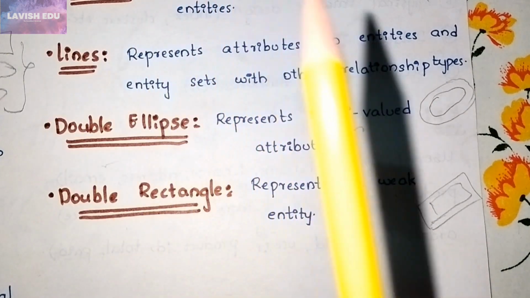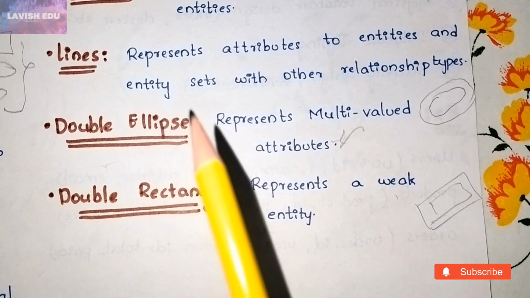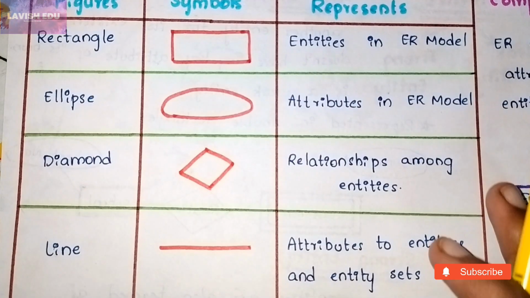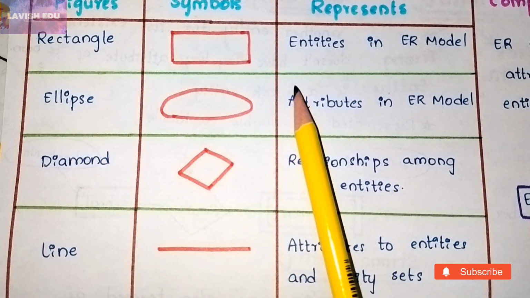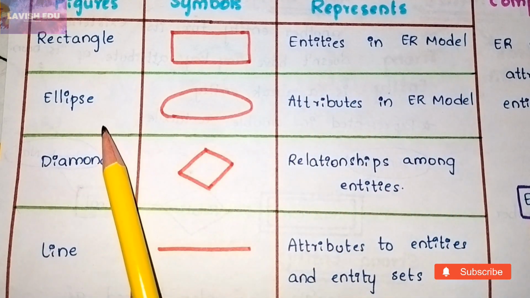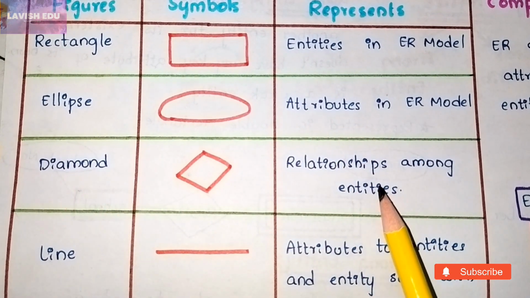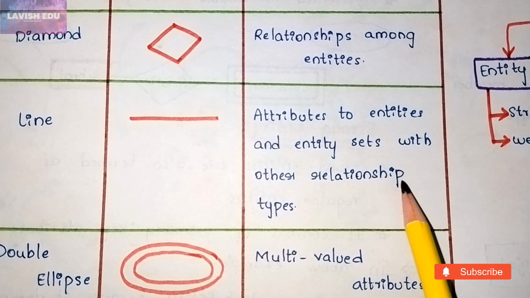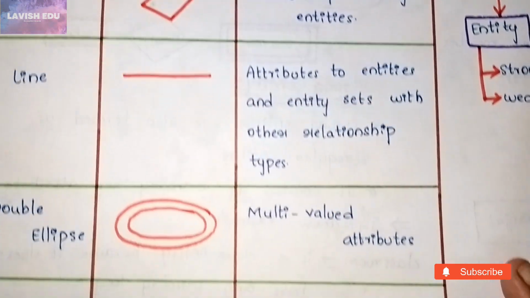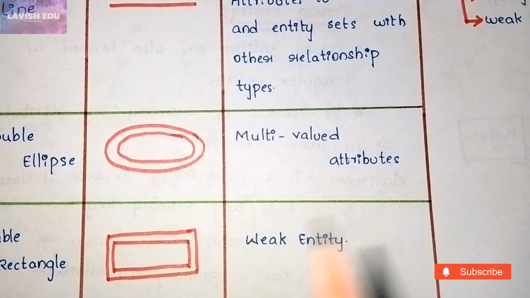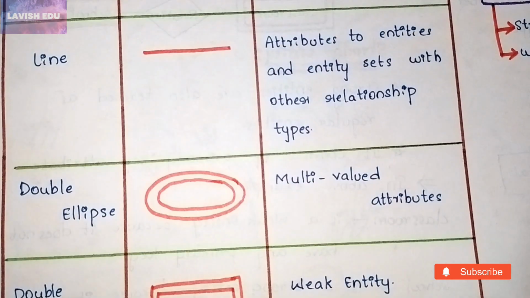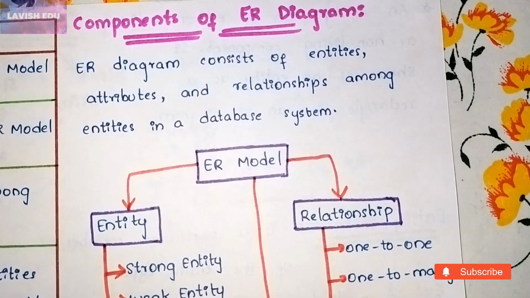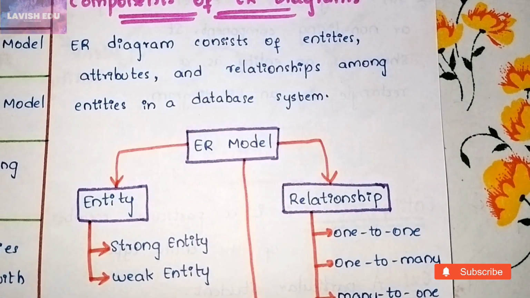We can also represent these ER diagram symbols in tabular form. This is the tabular representation: a rectangle represents the entities in the ER model, an ellipse represents the attributes, a diamond represents relationships, lines link attributes to entities and entity sets to relationship types, a double ellipse represents multi-valued attributes, and a double rectangle represents weak entities. This is the table of representations in ER diagrams.